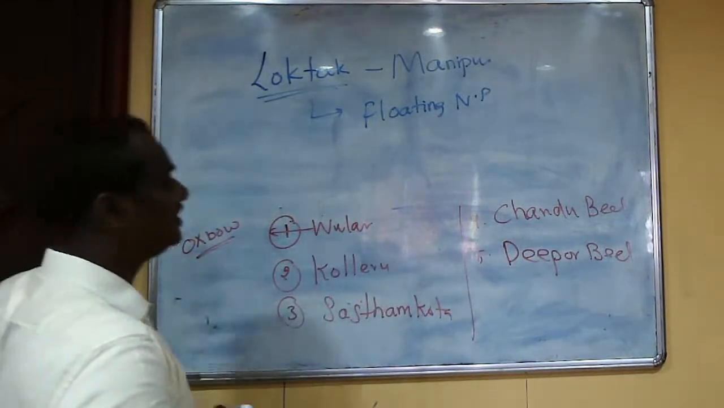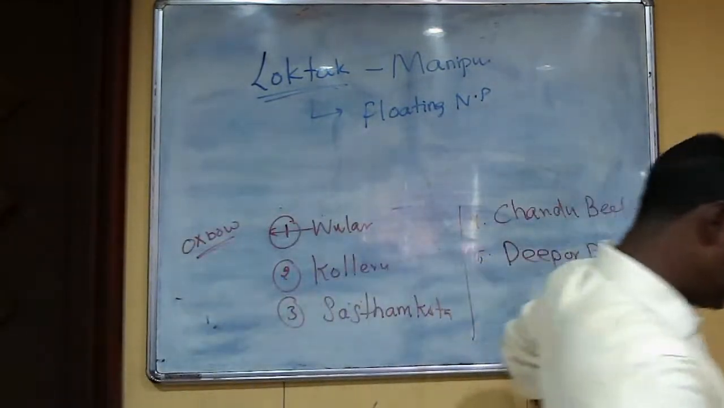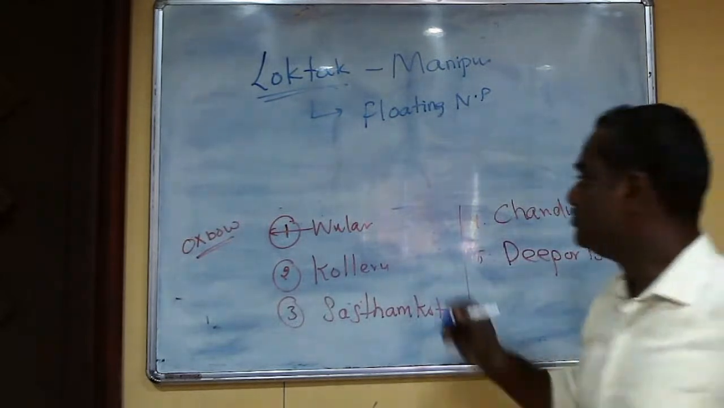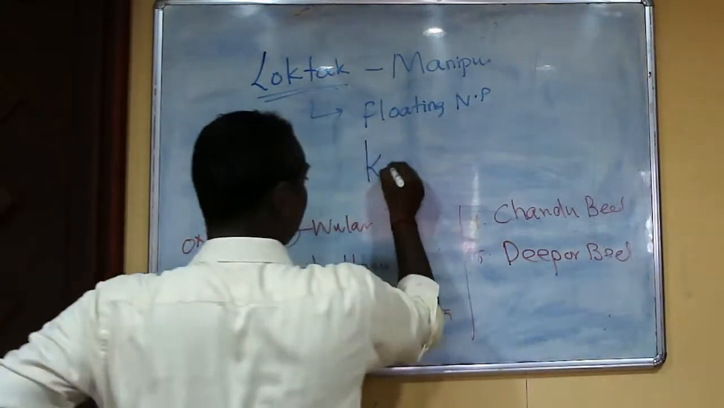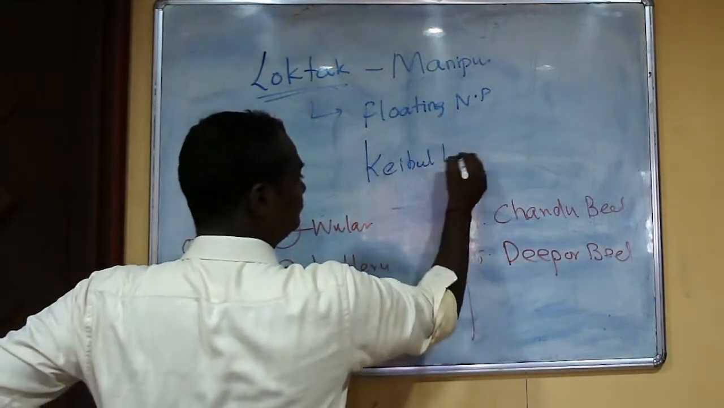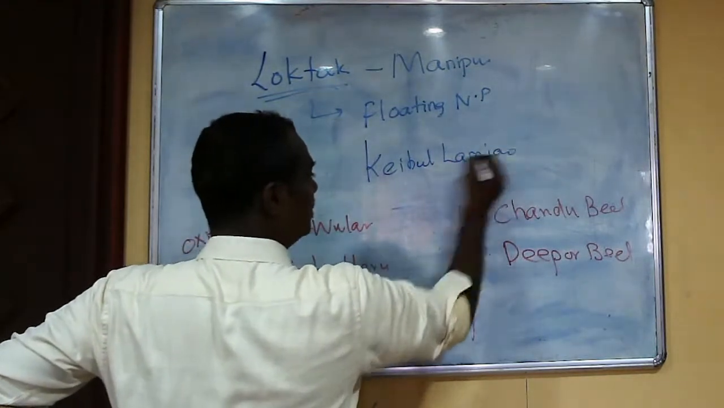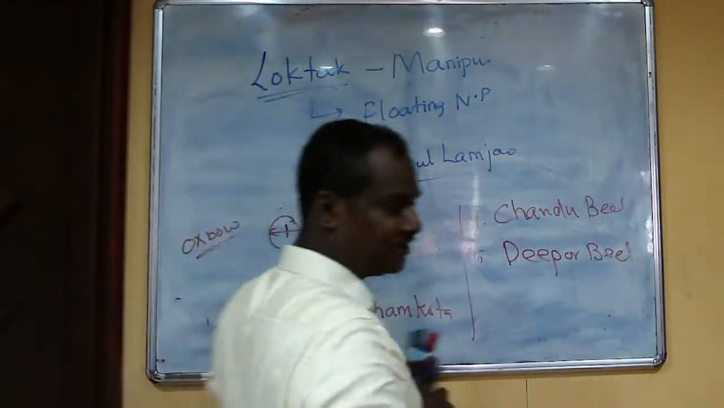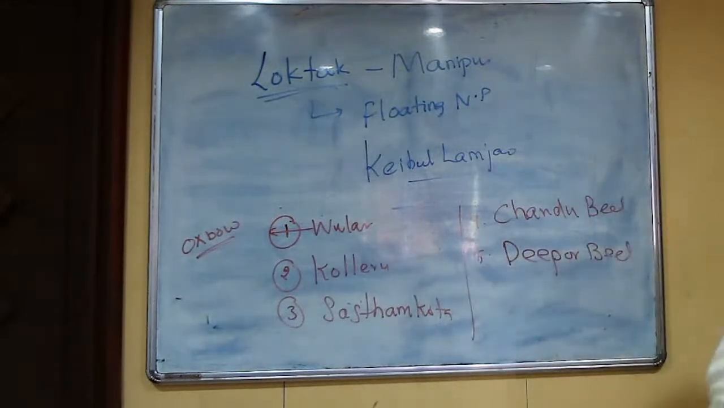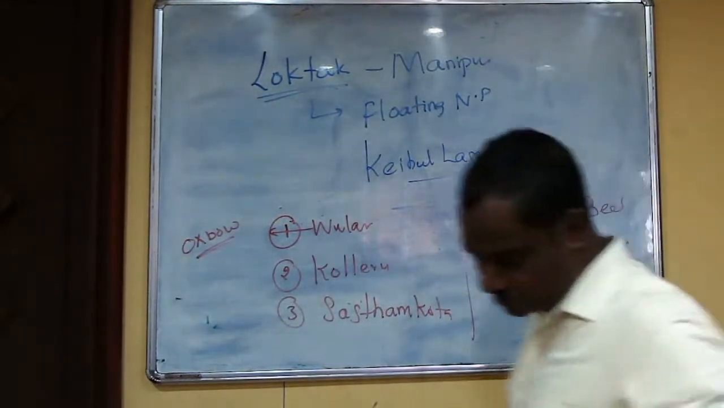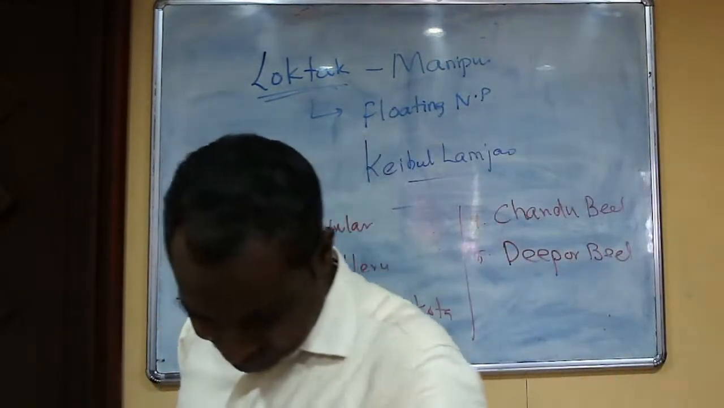Okay. Floating national park. What is the name of the floating national park? Keibul Lamjao. Okay. Keibul Lamjao is a floating national park. It is the only floating national park in India. Okay. This is there.